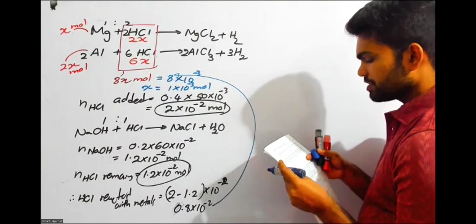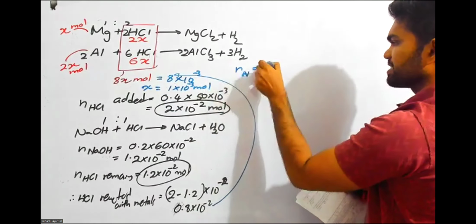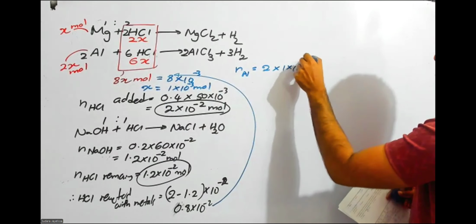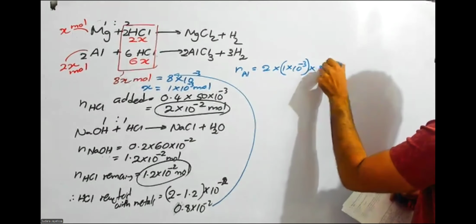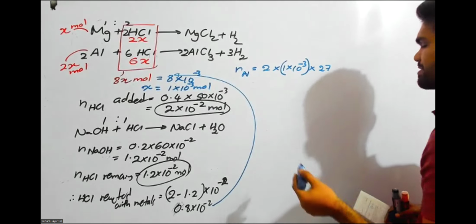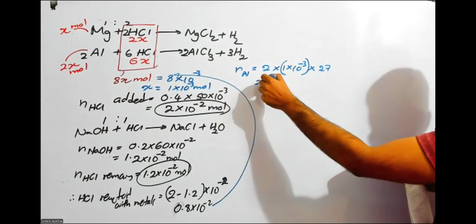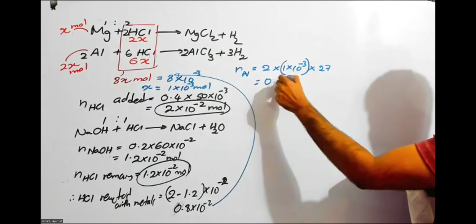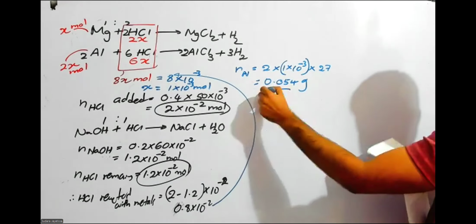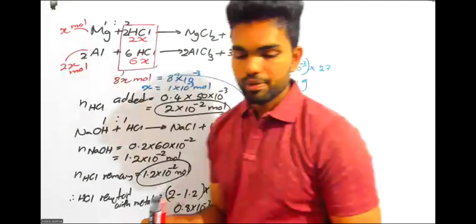And it's asking the mass of aluminum. So mass of aluminum, be careful, it is 2x. 2 into 1 into 10 to the power minus 3 is the moles, and multiplied by the relative atomic mass or molar mass, 27. So it is 54, 0.054 grams. Yeah, the answer is answer 2. Be careful with the simplifications too.